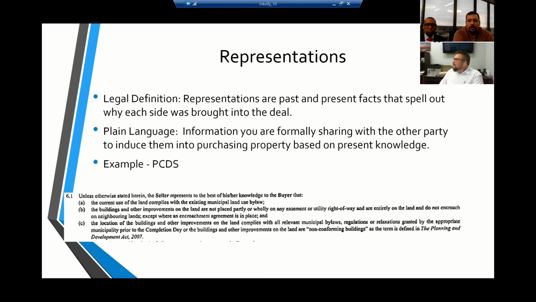And then you've got, like I said, all the things that you'll see on the PCDS. And those representations are to a standard, especially in the PCDS, as to what your knowledge was at the time that you executed it, as opposed to a confirmation that it is. You're not warranting for certain that it is that way right now. You're saying, to the best of your knowledge, it's that way right now.